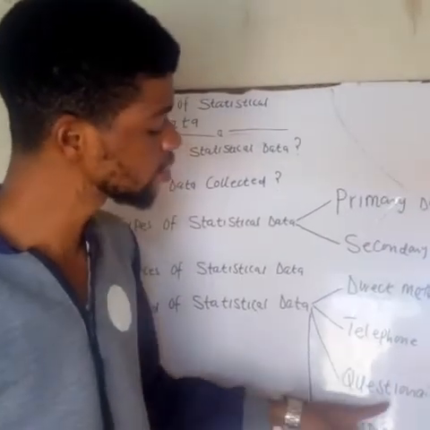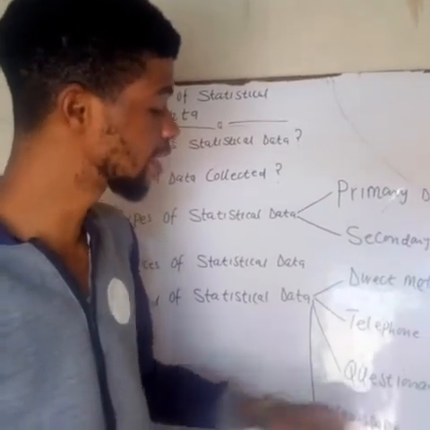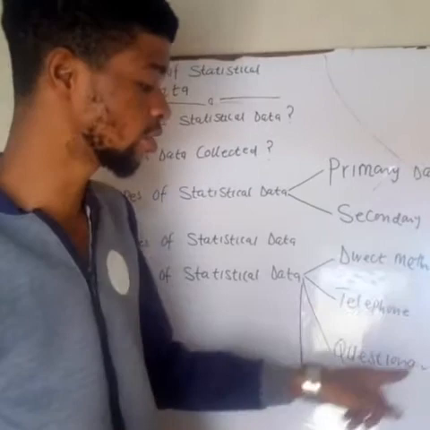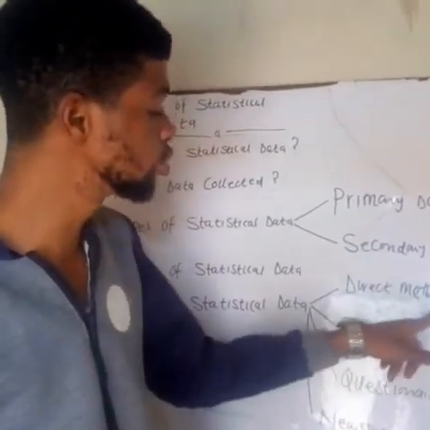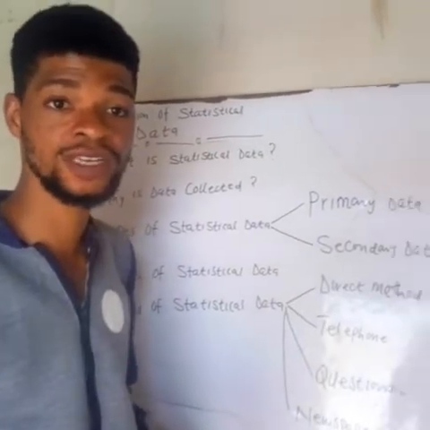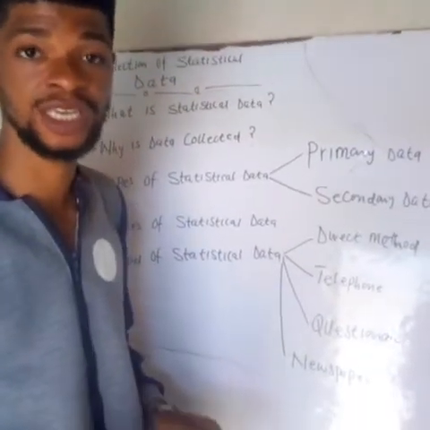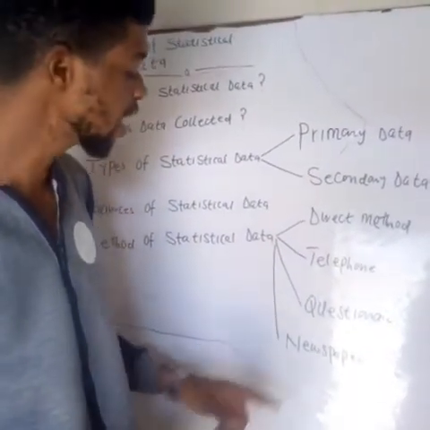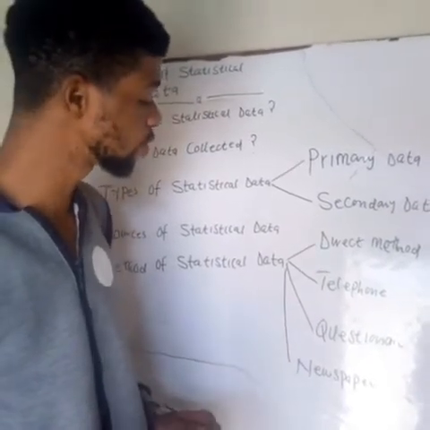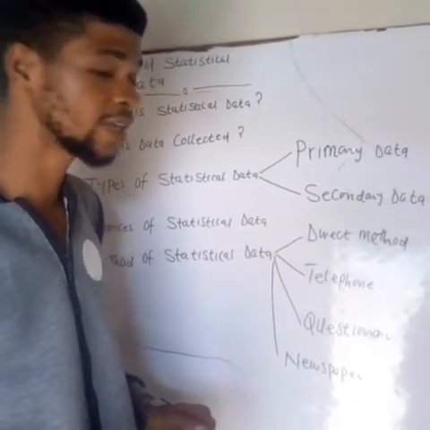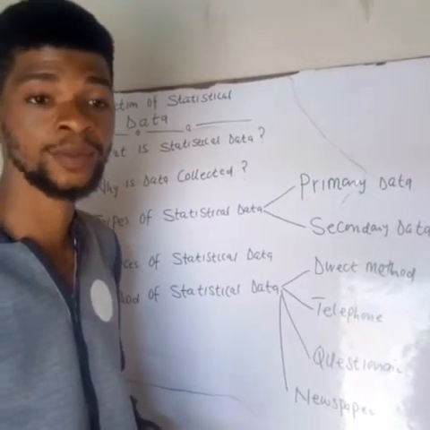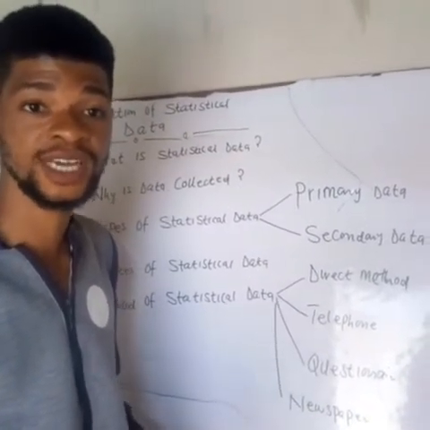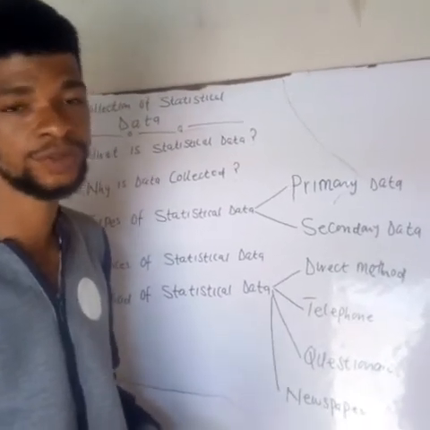Issuing out a questionnaire can also be linked to a direct method of data collection, in the sense that a questionnaire can be issued to the respondents to give valid information about him or herself. And newspaper, which is the fourth one, can also be another method of data collection, because different journals can publicize their information through the newspaper.